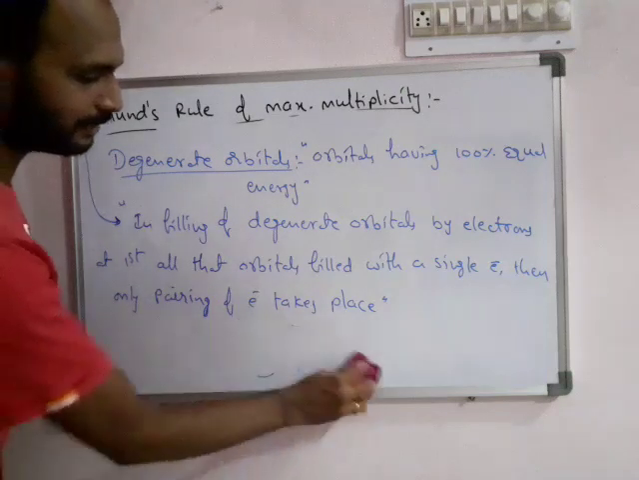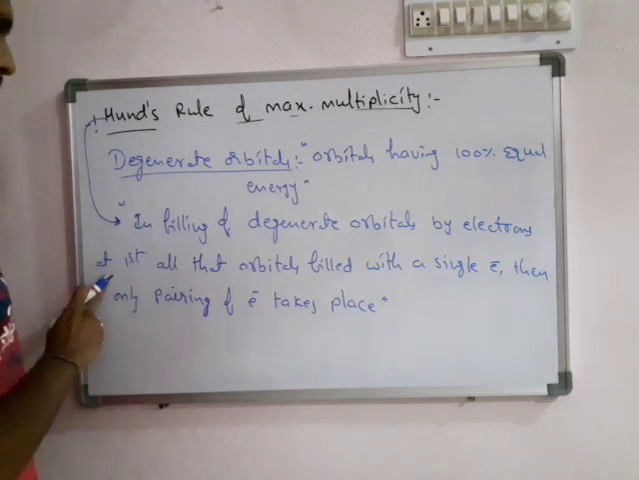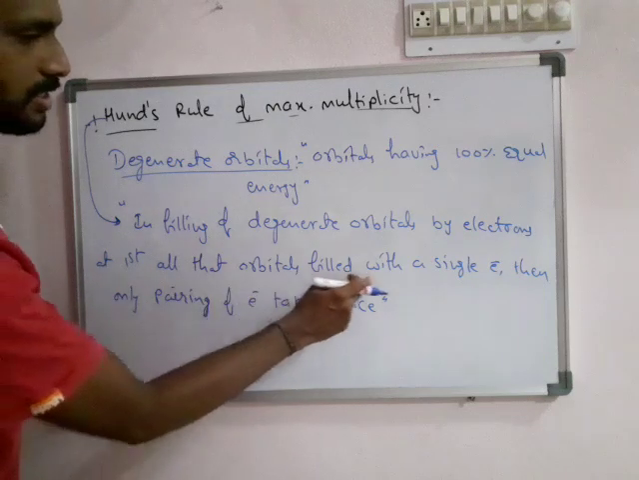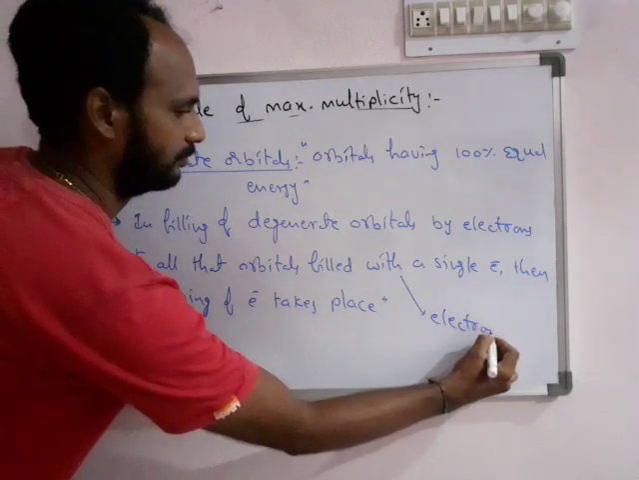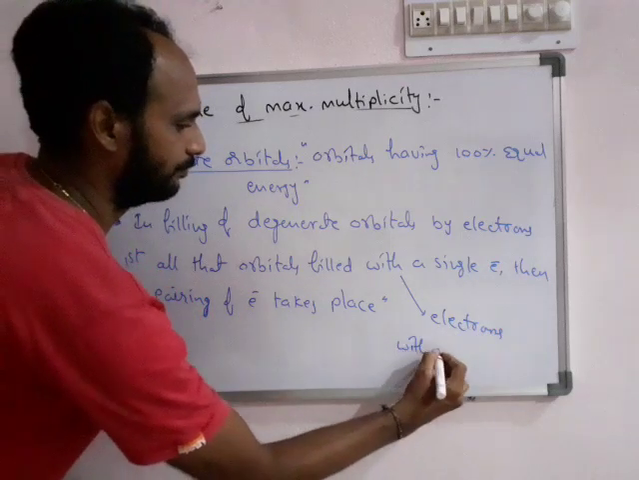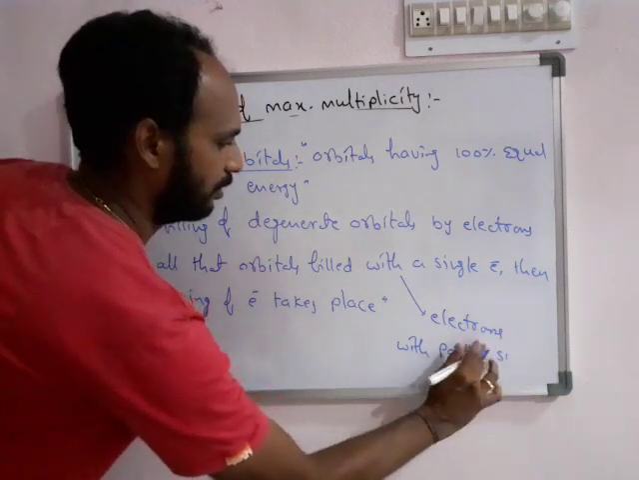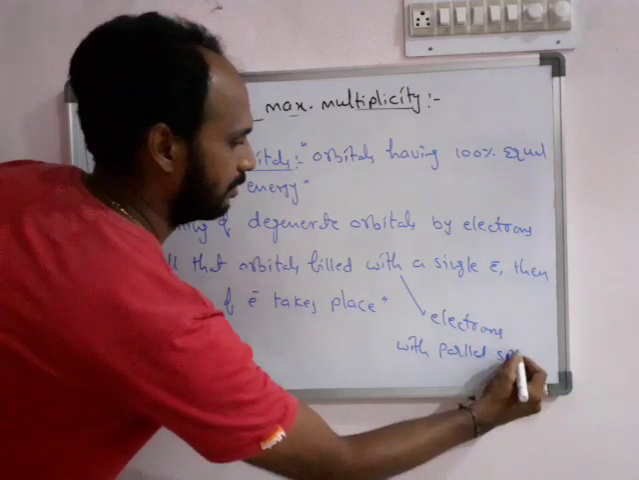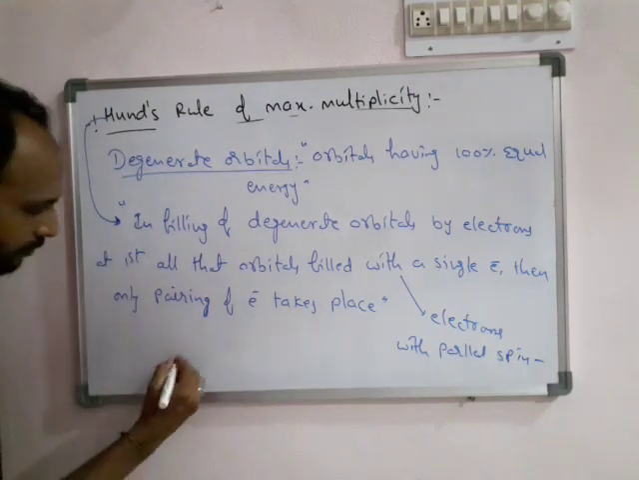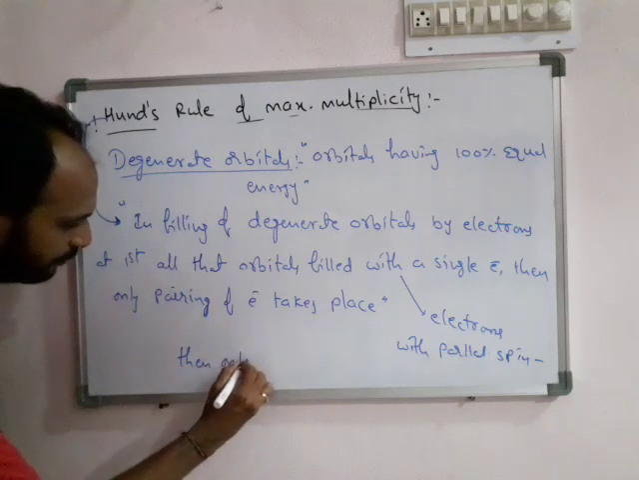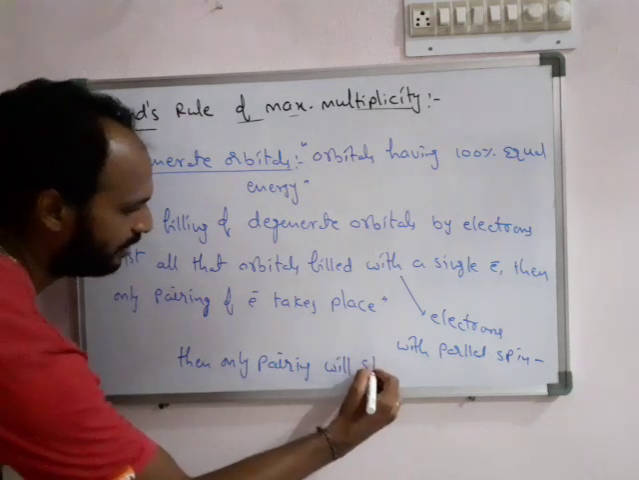So it can be written in other terms, based on spin: in filling of degenerate orbitals by electrons, at first all that orbitals are filled with electrons with parallel spin, then only pairing will start.